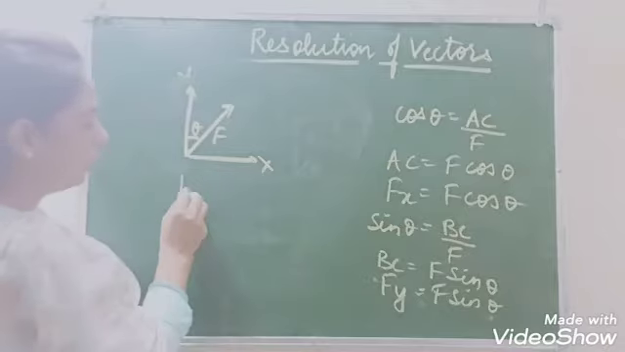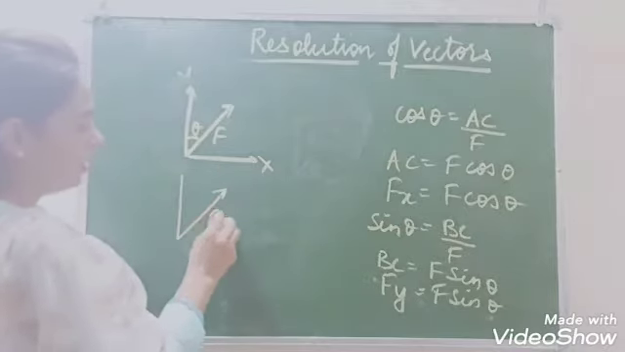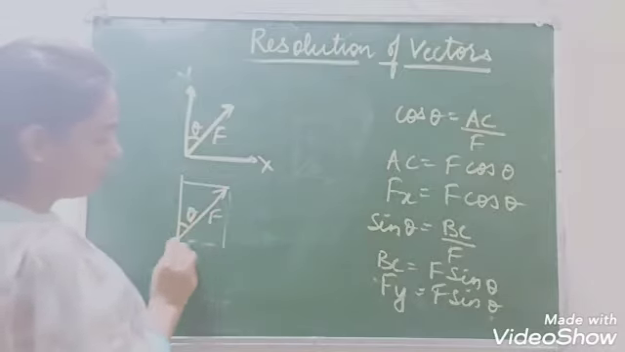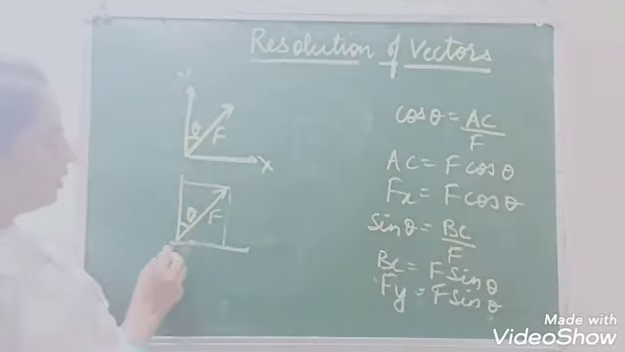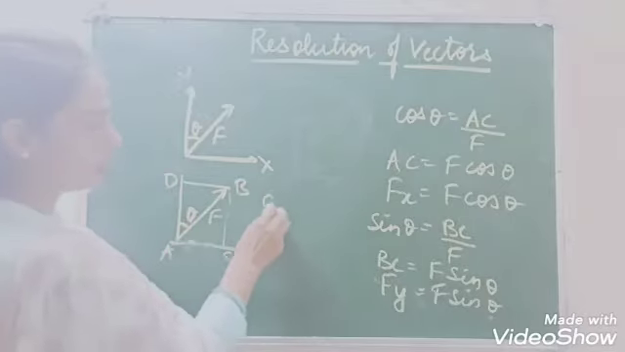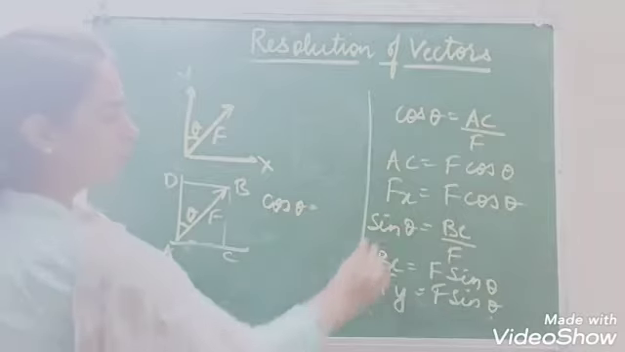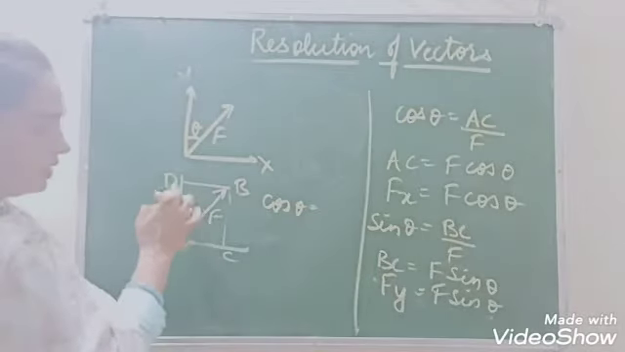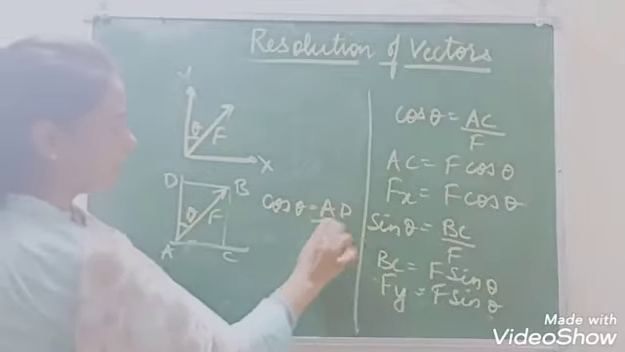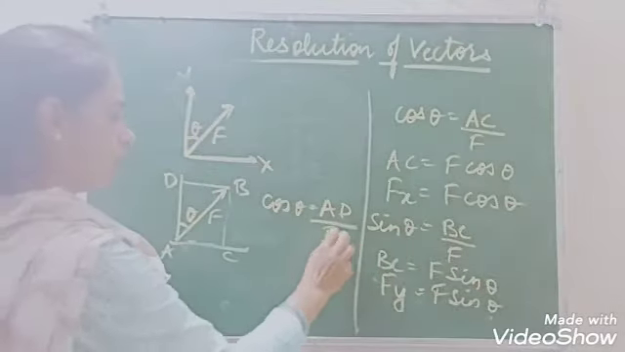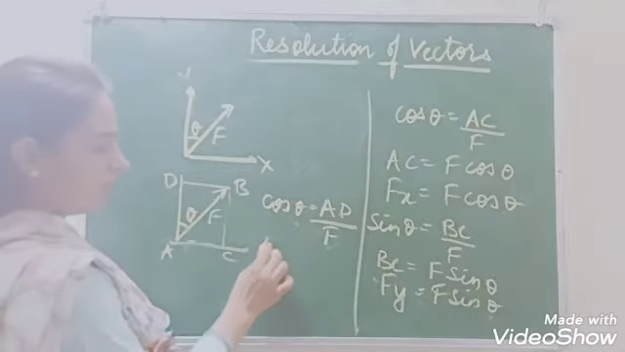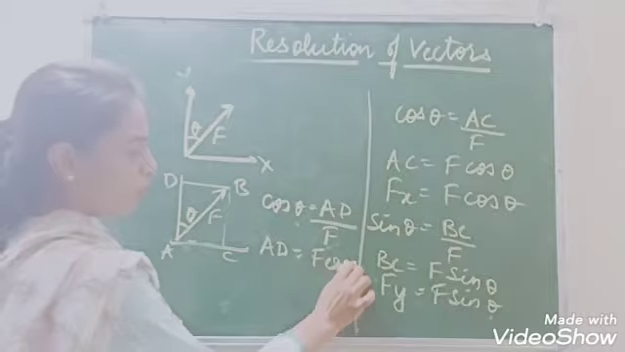See, here is F, this is angle theta, and this is the x axis. Again this was B, C and D. Now what is the value of cos theta? In this triangle, theta is in this triangle, so cos theta is AD upon F, right? Cos theta is AD upon F, so AD will be equal to F cos theta.